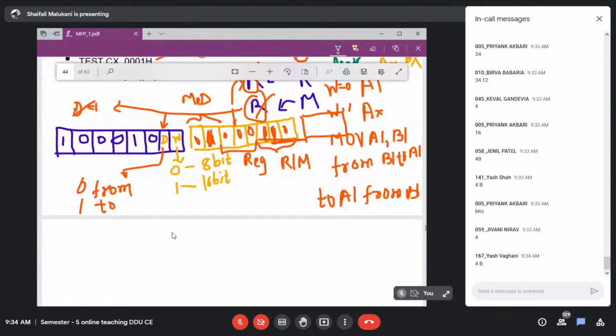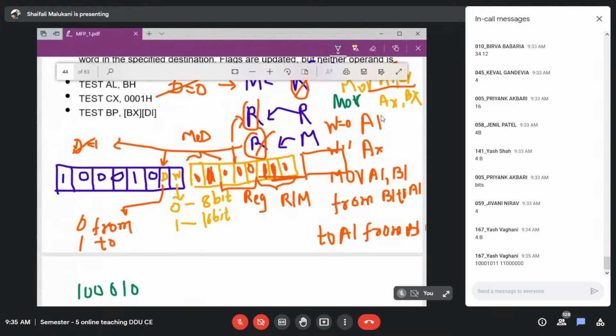Do you need the table? First tell me about the first few bits. First 6 bits are fixed, right? 100 010. What about D? Let us take one case. Yash has taken something right here. What he has taken is 1 1, that means he has taken 1, that is register mode. So he has taken 2 AX, right? He has started with 2 AX.